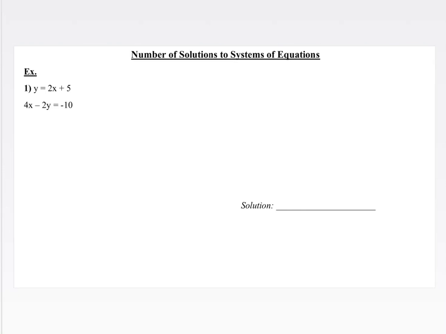In our first example, we have y equals 2x plus 5 and 4x minus 2y equals negative 10. Now, I very specifically did not put actual instructions here besides just to obviously solve the system of equations because I want students to get comfortable with identifying which method they think would work best. Since we already have a variable isolated here, the best method to solve this is with substitution.